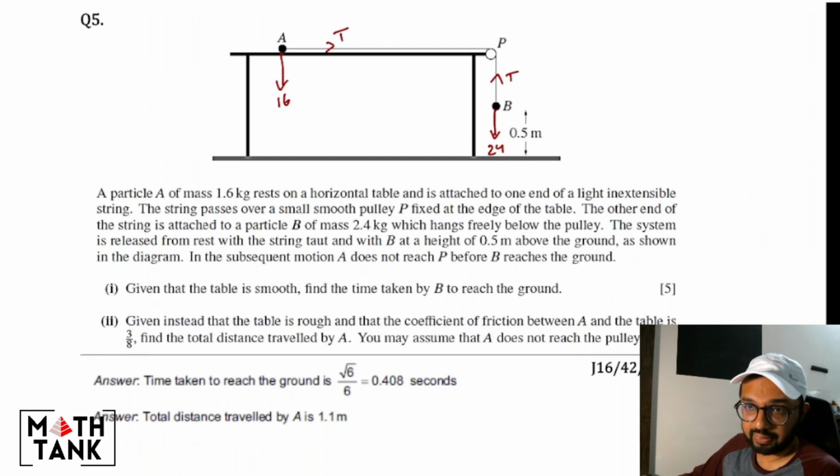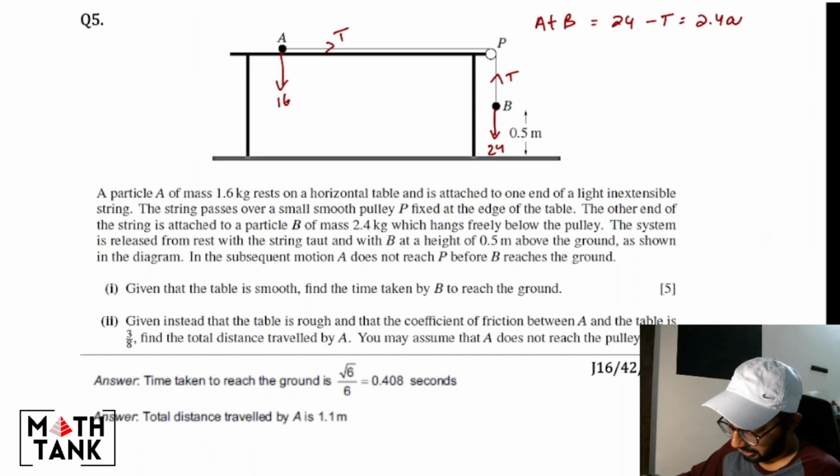So I will have to find the acceleration so that I can find the speeds and so on, and the time then as well. I need to find the acceleration in any case. At B, what's happening at B? 24 minus T equals 2.4a. Now the table is smooth, so there's nothing resisting A at this point. So I'm going to say that at A there's a simple thing happening. That's T minus 0 equals 1.6a.